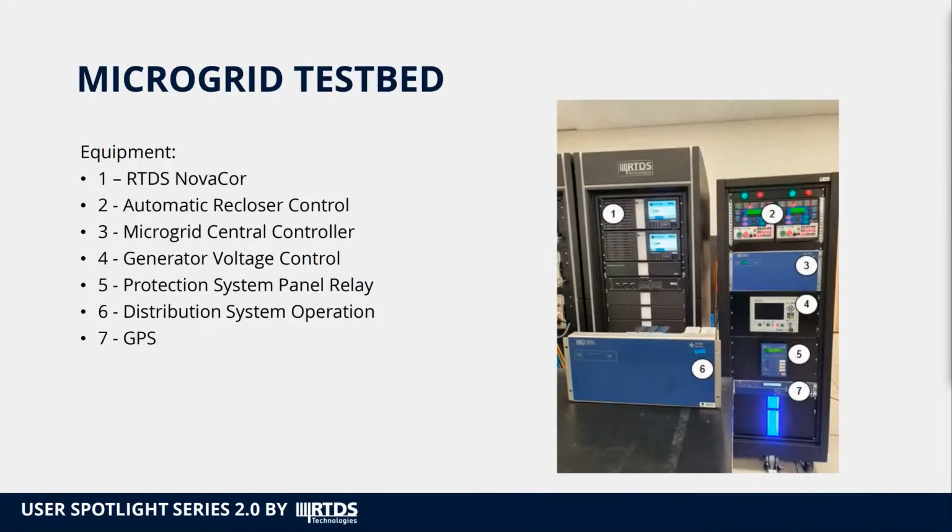One of the project stages was to create the microgrid that would be implemented in a laboratory environment. In this way, it would be possible to evaluate all operation aspects in a safe and controlled environment. The main equipment that composes the testbed is, marked with 1, the RTDS NovaCor, where the whole power grid components of the microgrid were implemented, such as the distribution system, transformer, generator, and circuit breakers. In 2 are the automatic recloser controllers from Eaton.